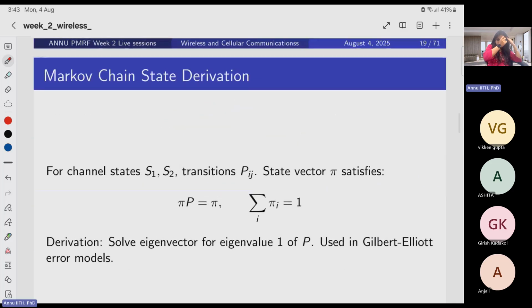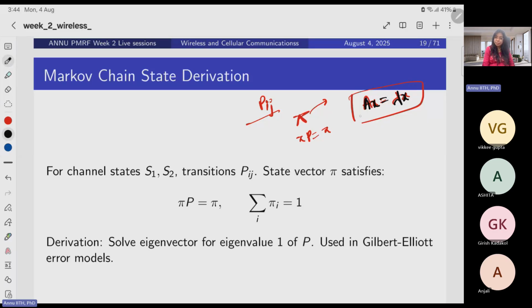There's another concept called Markov state derivation, where you have different channel states S1 and S2 with the transition probability Pij, and the state vector pi, which shows the move from one state to another. That is pi P equals pi, and you know Ax equals lambda x. I'll just tell you the basic formula. I'm telling you the concept of eigenvalue and eigenvector in 5 minutes. So this is the matrix.